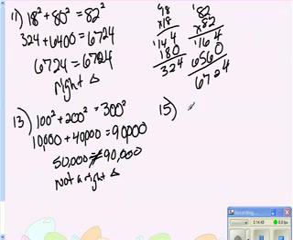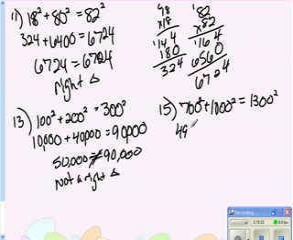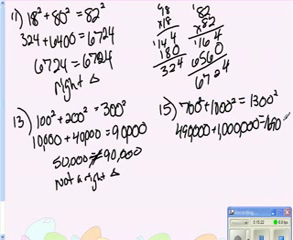Number 15. 700 squared plus 1,000 squared, whoops, I forgot my squared, equals 1,300 squared. 7 squared is 49 with the 4 zeros. This one I'm going to end up with 1,000 times 1,000, so 1 times 1 is 1, and 6 zeros. And 13 times 13, you should know, is 169, and 4 zeros. And a comma, and a comma.